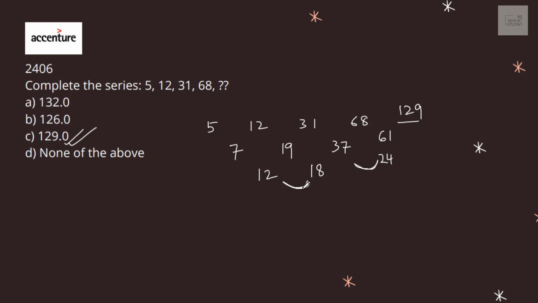The second order difference sequence is the same, 6, 6, and then it will become 0. That is the basic difference table we form in completing this series. Maximum number of times you can frame this difference table and get your series formed. So here it is 129, option C.